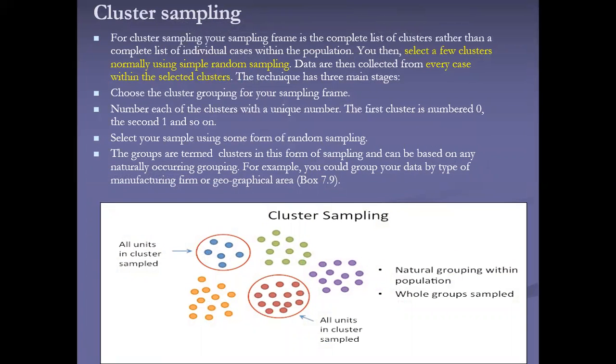In cluster sampling, your sampling frame is the complete list of clusters rather than a complete list of individual cases within the population. You then select a few clusters, normally using simple random sampling. Data are then collected from every case within the selected clusters. The technique has three main stages.